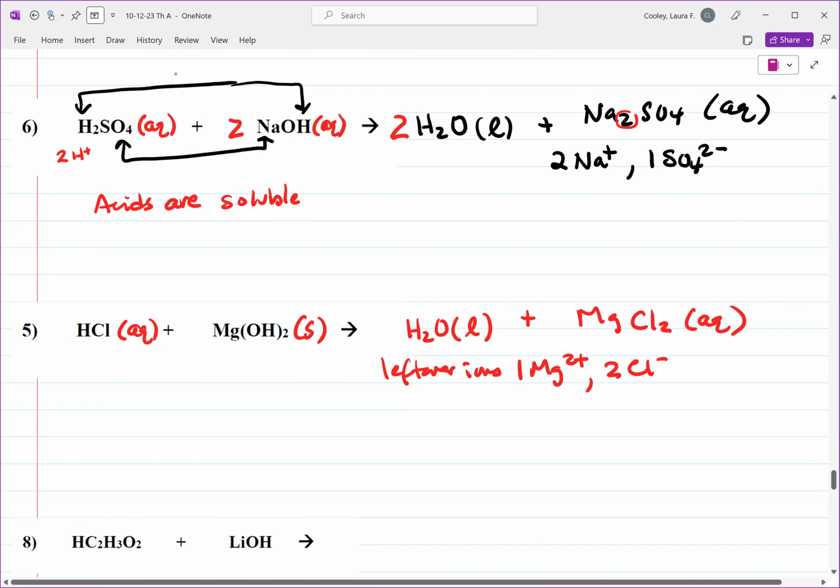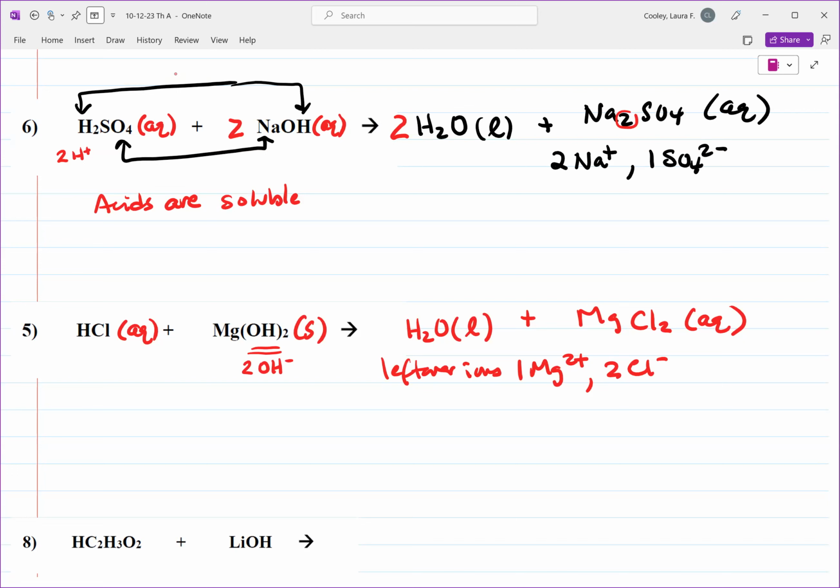And the chlorides are soluble. Magnesium is not an exception. So now it just remains to balance. You can see you have 2 hydroxides here, so each one is going to need an H to combine with. So you're going to need a 2 here, so you get 2 waters when you do that.